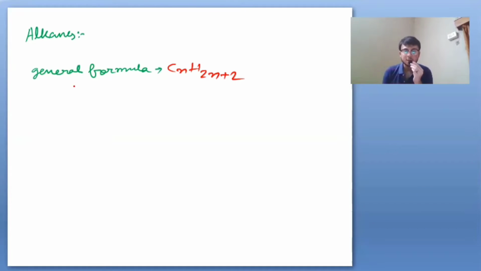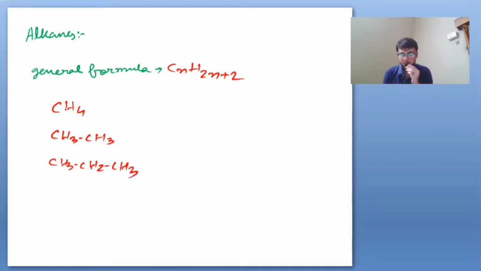First is our alkanes. For alkanes, the general formula is CnH2n+2. So, let us see some examples of alkanes.